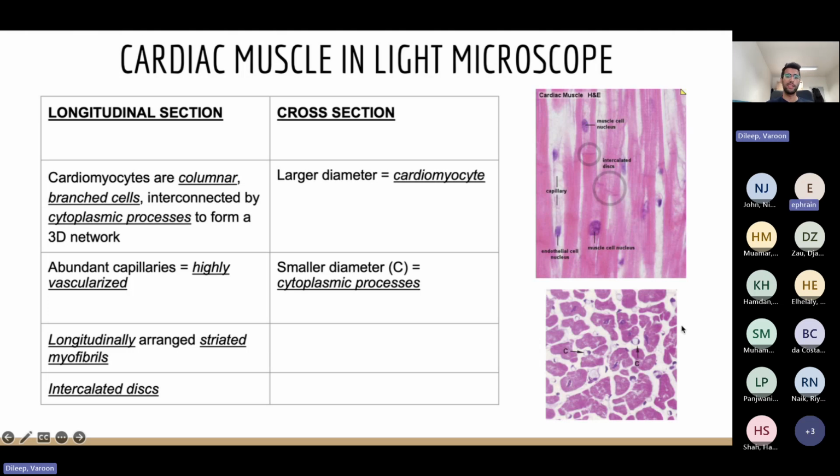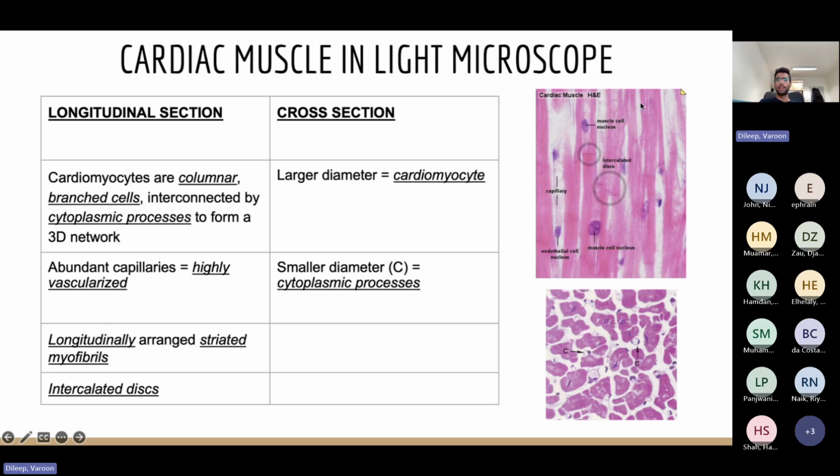In the longitudinal section, you can see cardiomyocytes are arranged in a columnar arrangement, and they are connected by their cytoplasmic processes. And I said abundant capillaries, it is highly vascularized, with longitudinally arranged striated myofibrils as well as intercalated discs. Everything is labeled here. You can see these are the intercalated discs. This is again the endomysium with capillaries, nerves, and this is the nucleus of the cardiomyocytes.